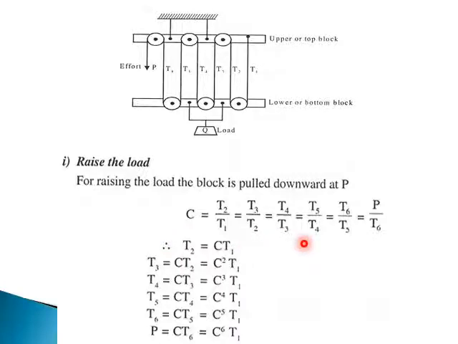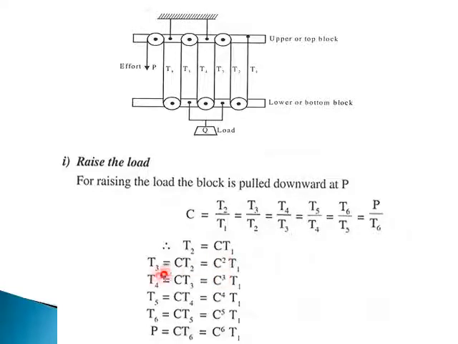Now I'll write the first one, that is, the ratio of tension in T2 is given by C into T1, which you can get from this ratio, right? As you can see here, T2 can be written as C into T1. Similarly, you can write T3. T3 is equal to C into T2, which is nothing but C square into T1.